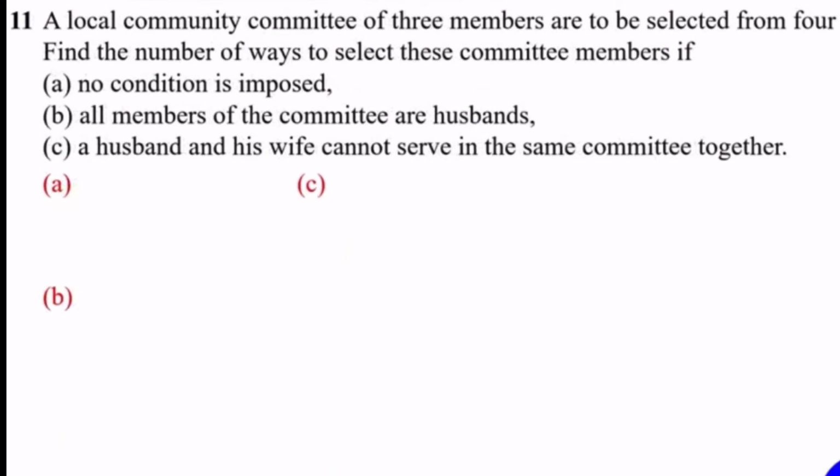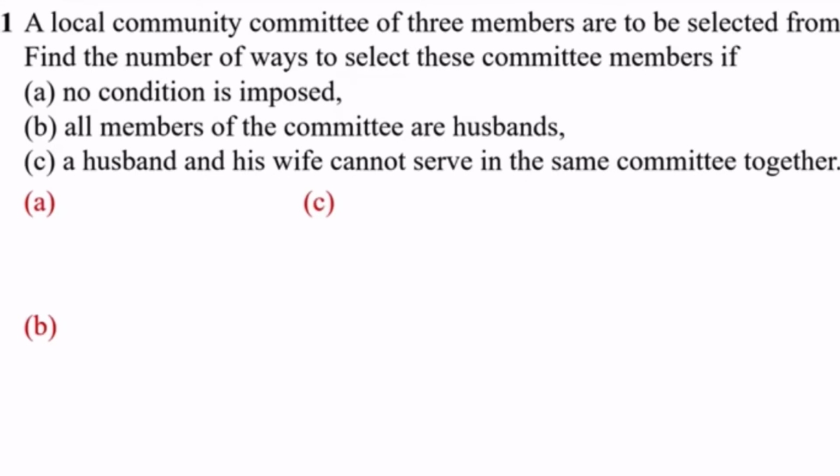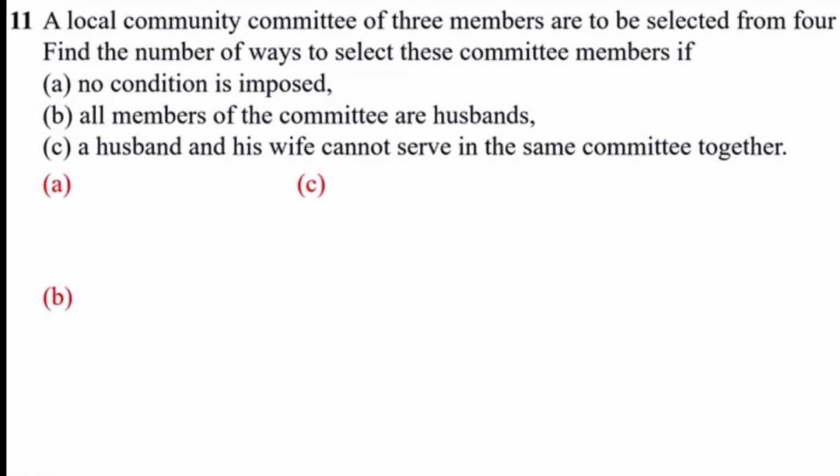On to the next question. Question 11. A local community committee of 3 members is to be selected from 4 couples. Find the number of ways to select the committee members: A, if no condition is imposed; B, all members of the committee are husbands; C, a husband and his wife cannot serve in the same committee together.